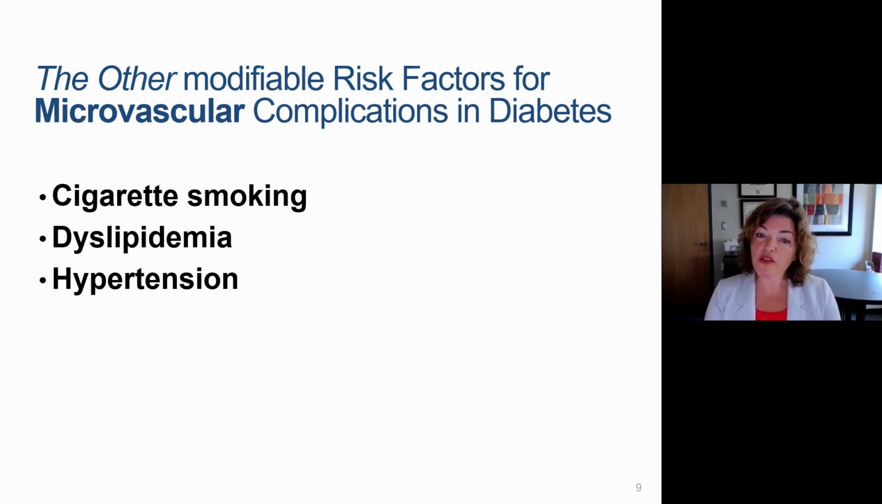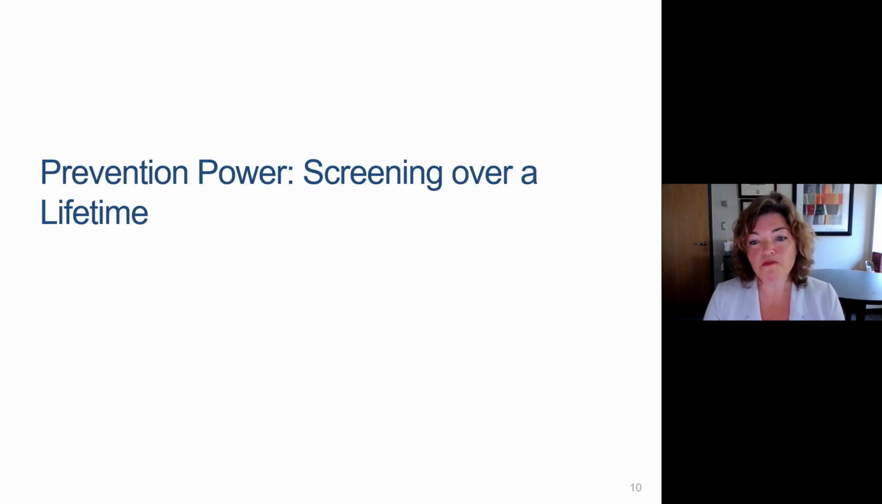So now, the other modifiable risk factors are really potent, actually. So in those who are having trouble achieving glucose control, we can focus them on cigarette smoking cessation, their lipid management, and high blood pressure. These three have been shown to have an impact in all forms of microvascular disease that I mentioned to you.